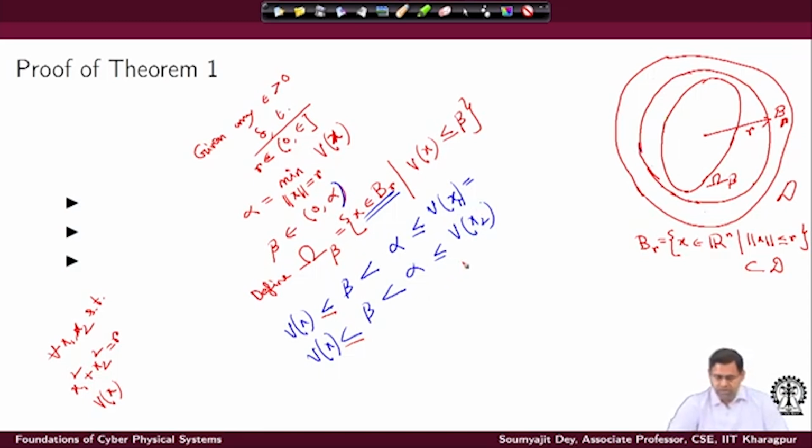I hope this is clear, right. So, this only says that this omega beta must be inside Br. It is kind of strictly inside Br. Now, let us observe one thing.